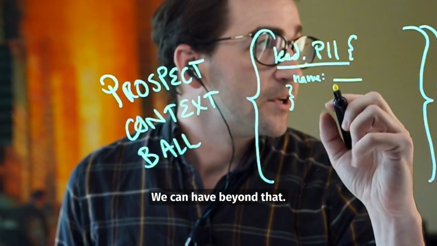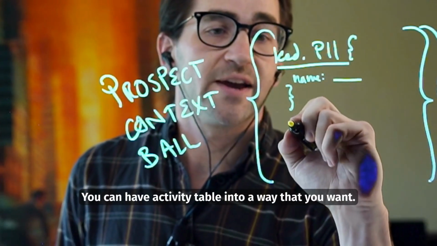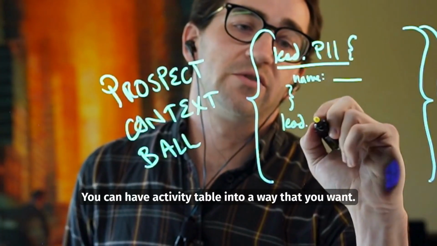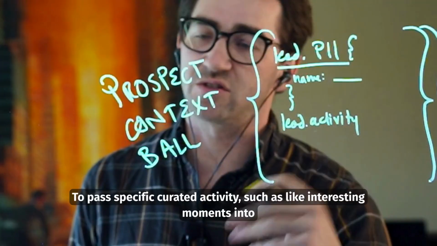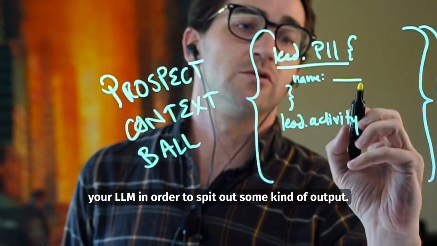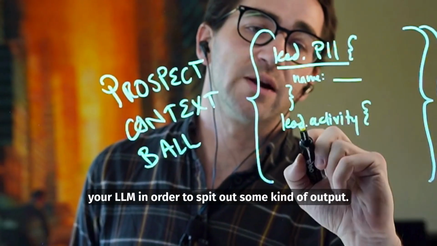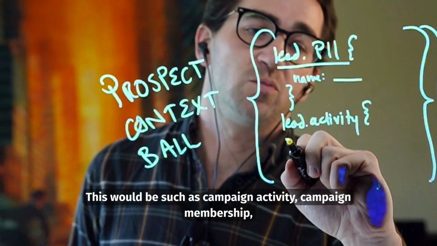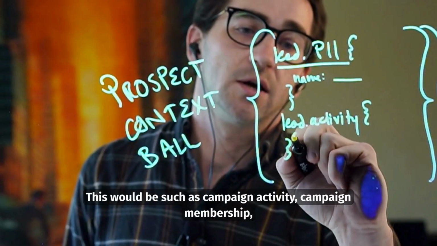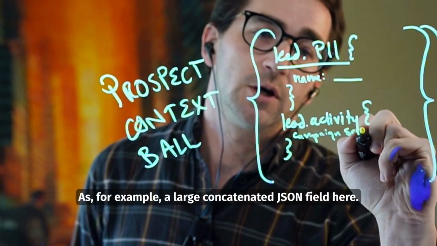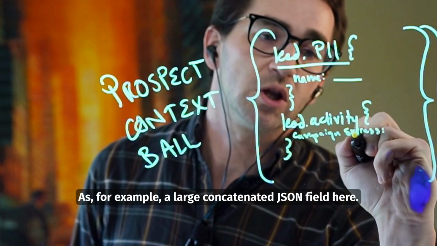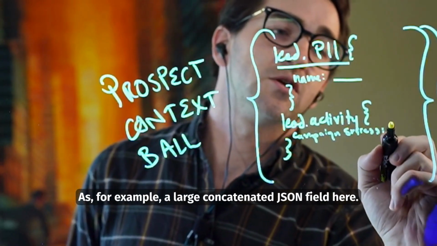Beyond that, you can have an activity table, a way to pass specific curated activities, such as interesting moments, into your LLM in order to spit out some kind of output. This would be things such as campaign activity, campaign membership, campaign success, as, for example, a large concatenated JSON field.